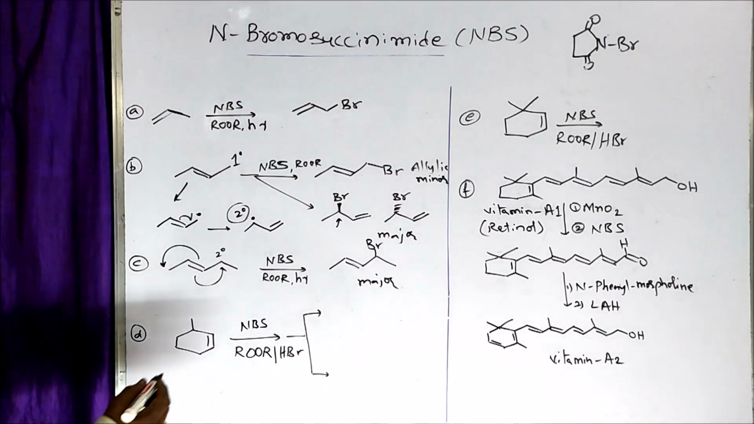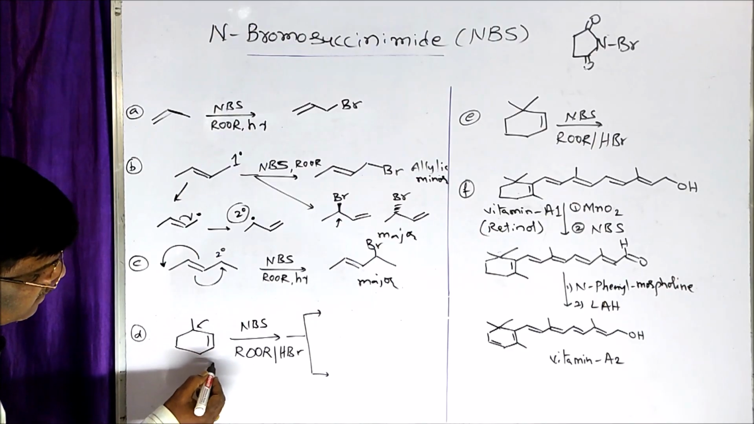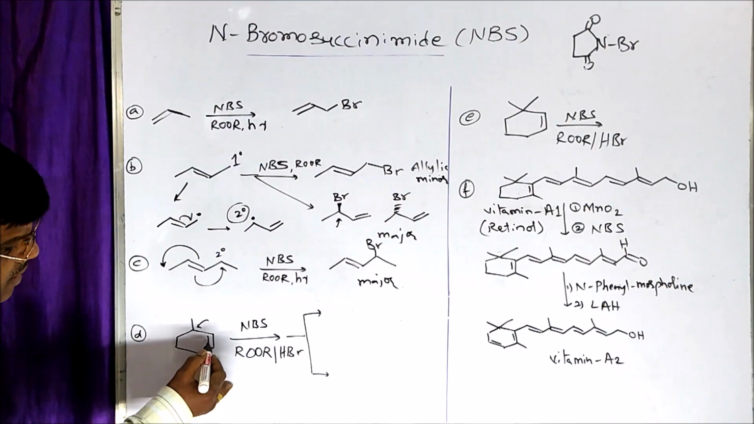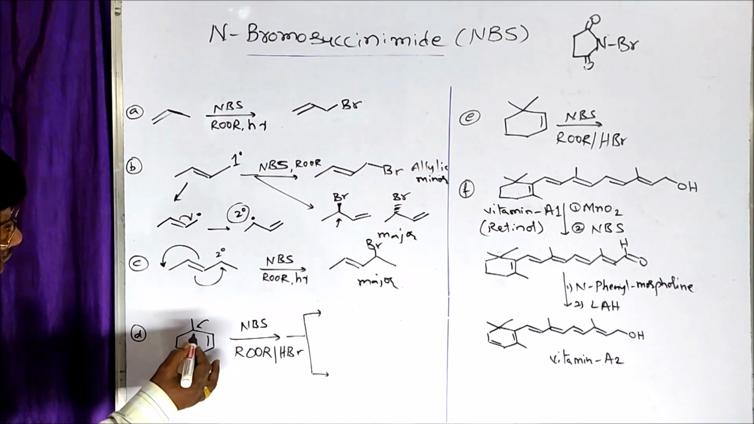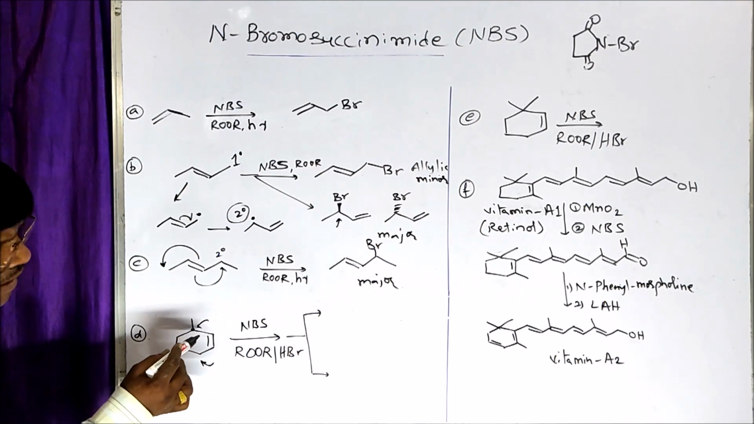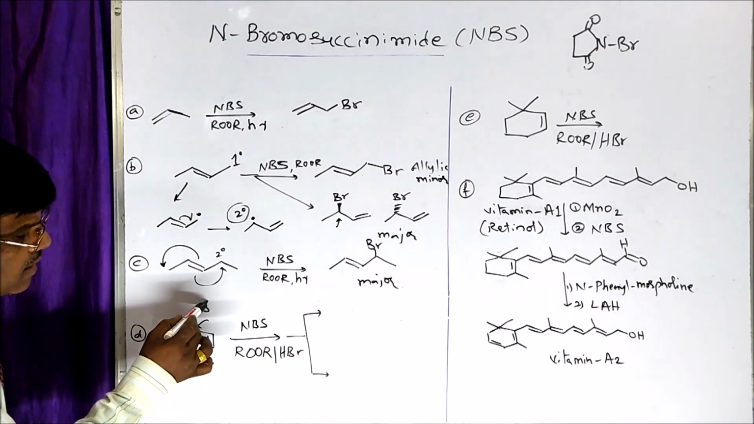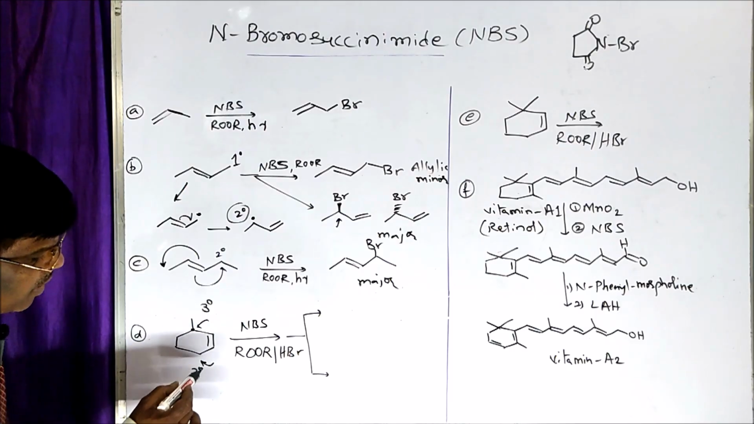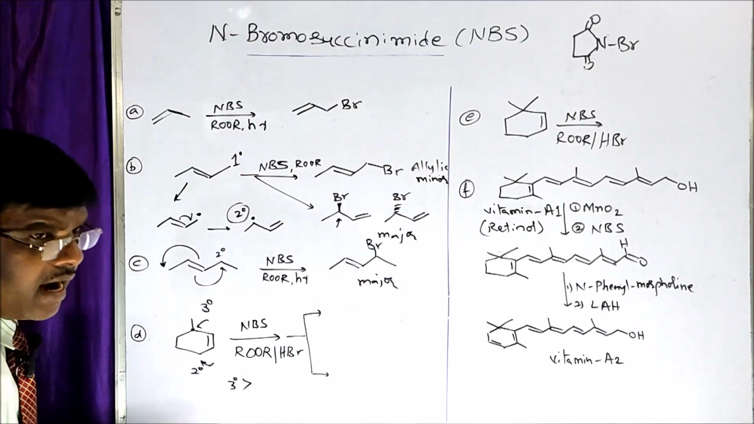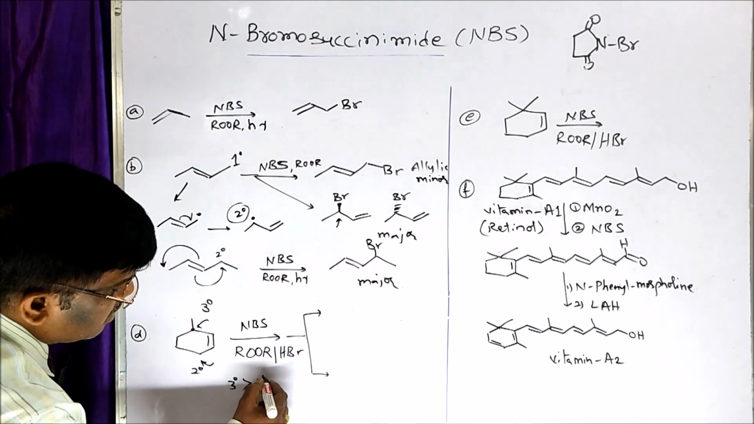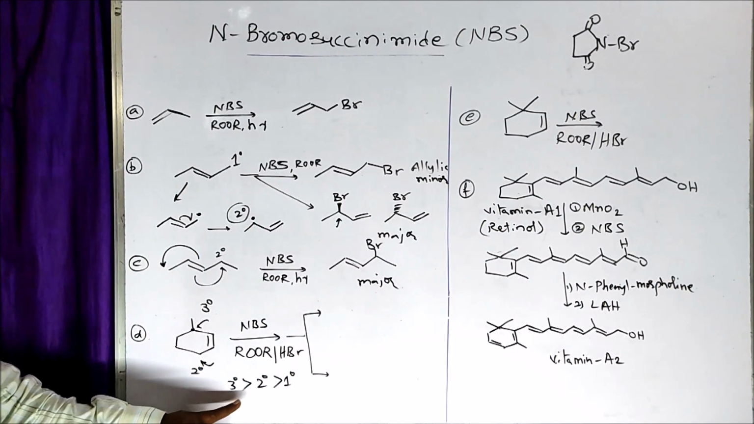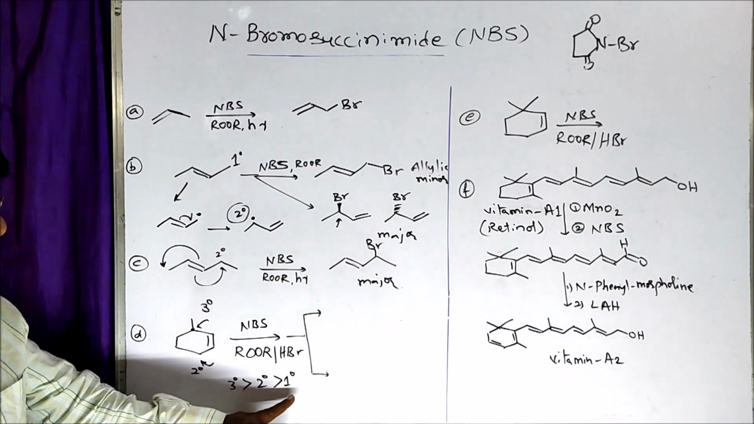Similarly, if you take this, this is allylic and this is also allylic, right? So the carbons next to the double bond, this is allylic and this is allylic. What is the position of this carbon? This is a tertiary carbon. This is a secondary carbon. When you form a free radical at tertiary, secondary or primary, which is more stable? The tertiary free radical is more stable than secondary. Secondary is more stable than primary.